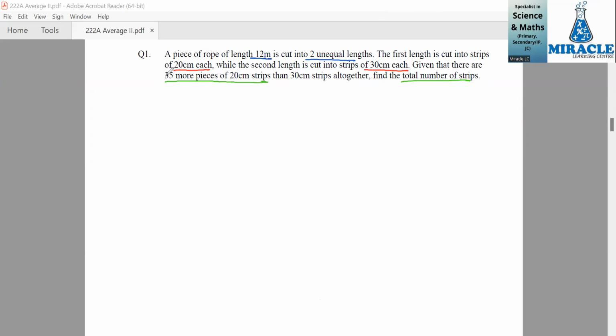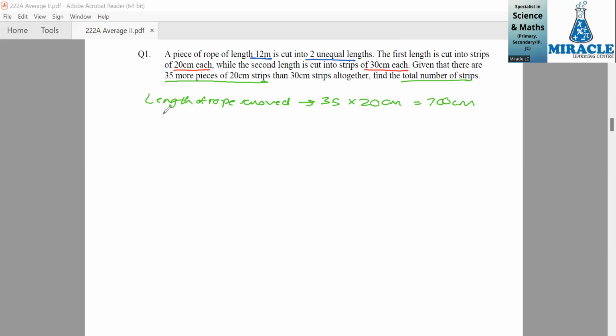So how do we find the number of strips? We are going to remove this extra 35 pieces so that the number of 20 cm strips and the number of 30 cm strips will be the same. So length of rope removed would be 35 times 20 cm, and this gives us 700 cm.